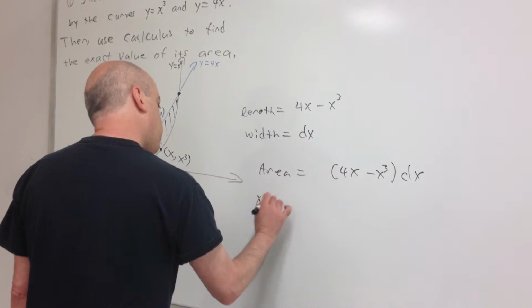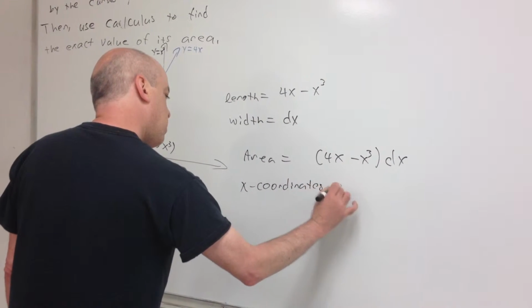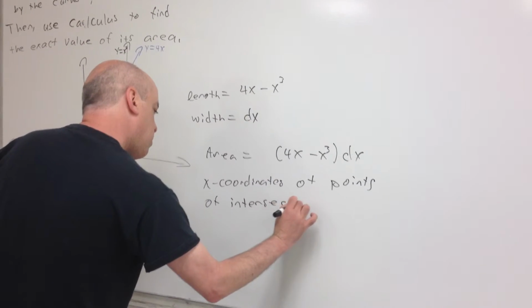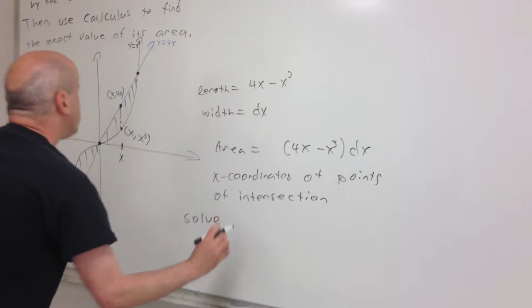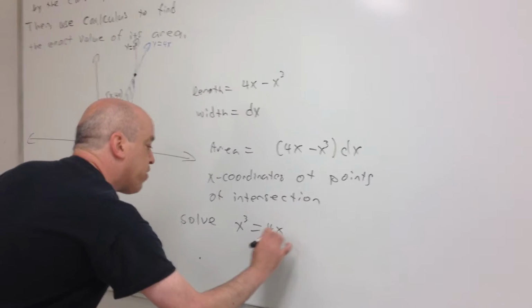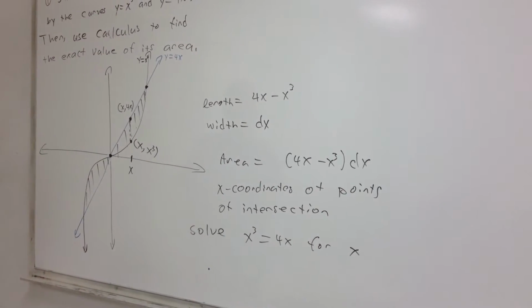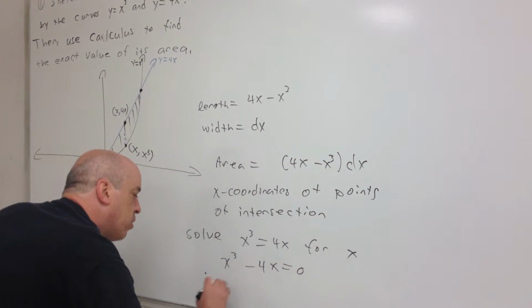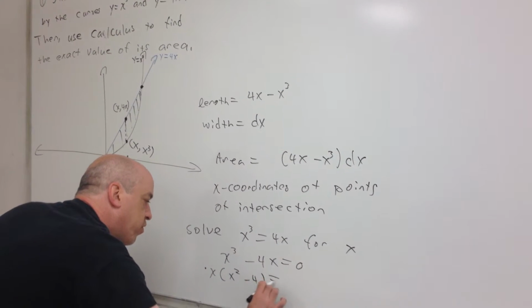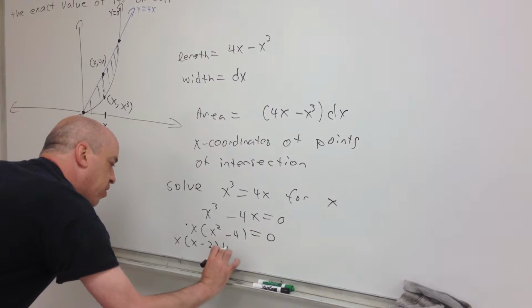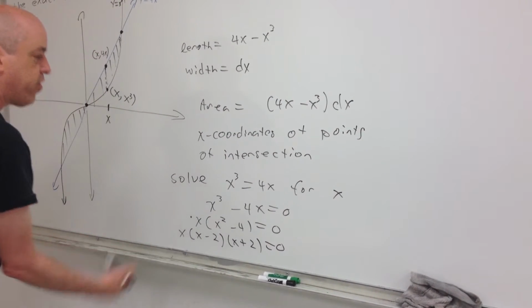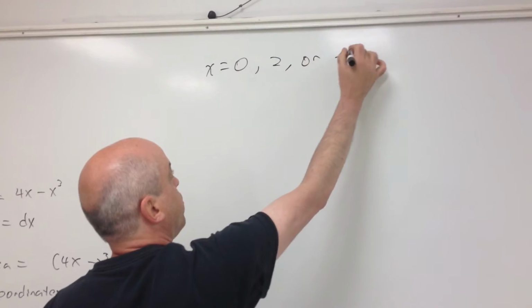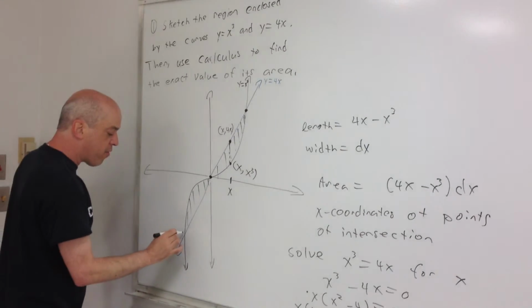So to get the x-coordinates of the points of intersection, we're going to solve x cubed equals 4x for x. So let's go ahead and proceed. That becomes x cubed minus 4x equals 0. That's x times (x squared minus 4) equals 0. x times (x minus 2) times (x plus 2) equals 0. And we get 3 solutions. x is 0, 2, or negative 2, which really corresponds to the 3 different points of intersection that we have on this curve.